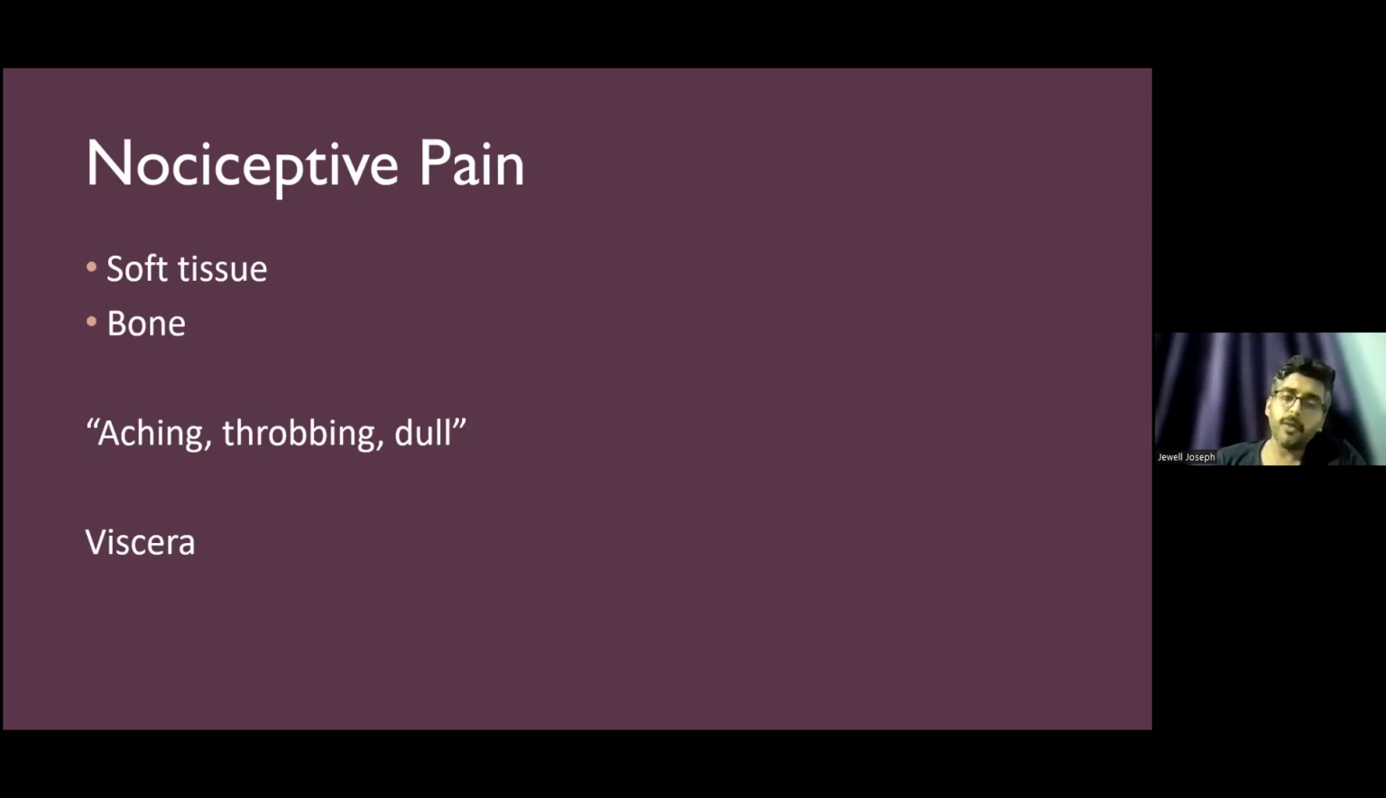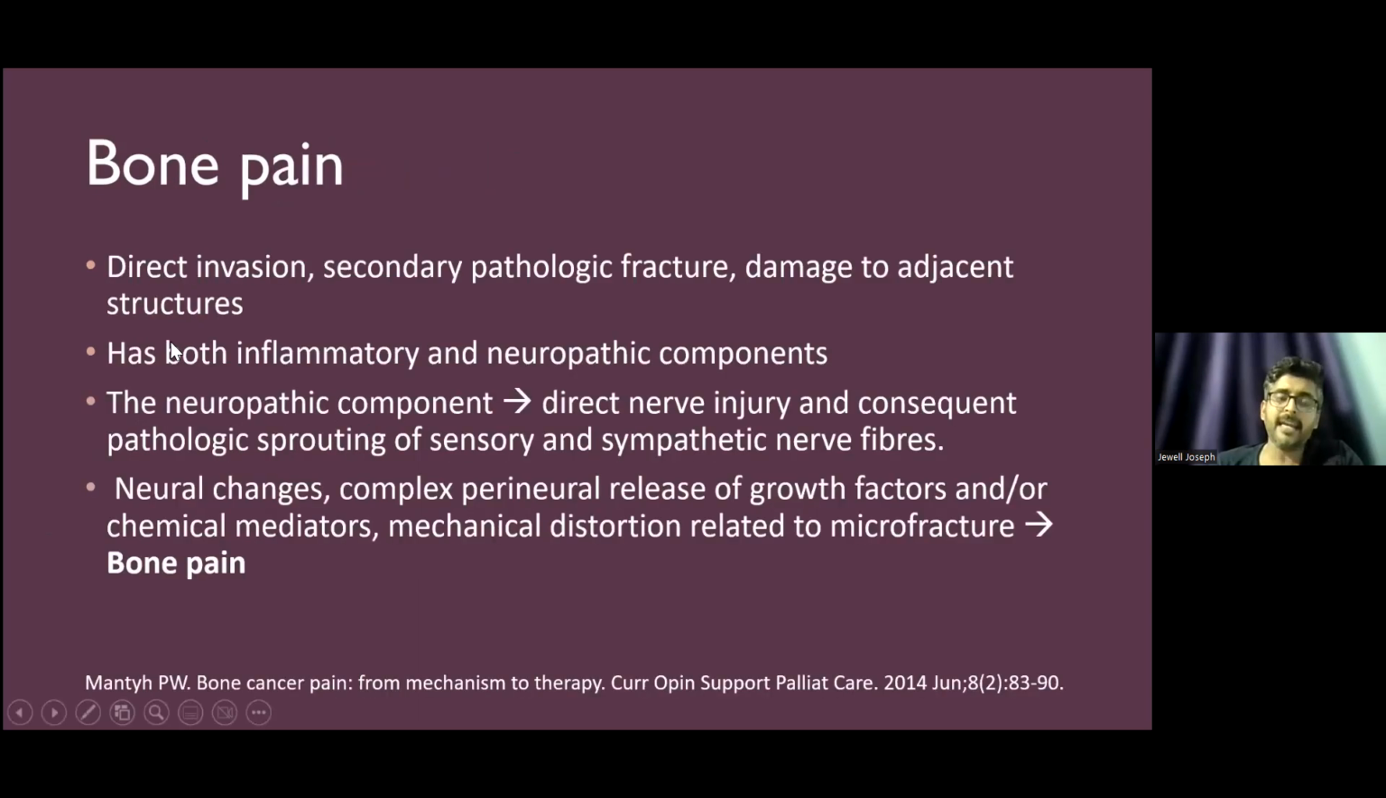So among nociceptive pain, there can be soft tissue and bone pain, and bone pain needs a specific mention. In malignancy, bone pain can usually happen with direct invasion, secondary pathological fractures, damage to adjacent structures, etc. It is always important to keep in mind that although bone pain is classified as a somatic kind of pain, like a nociceptive pain, it usually has a neuropathy component as well. The neuropathy component of bone pain can be because of direct nerve injury, because of the various fractures, and consequent pathological sprouting of sensory and sympathetic nerve fibers.